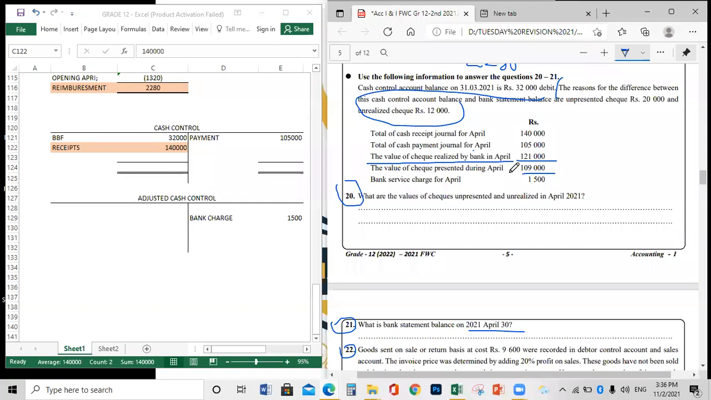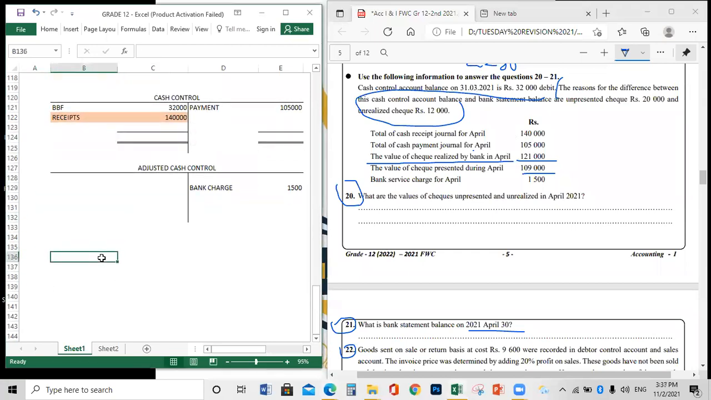What do you call the difference between the money which you have in the cash receipts and the checks realized? What do you call that? Okay, unrealized check. But guys, you can't forget one thing. They said at the starting date. Okay, so yes, I agree with you.